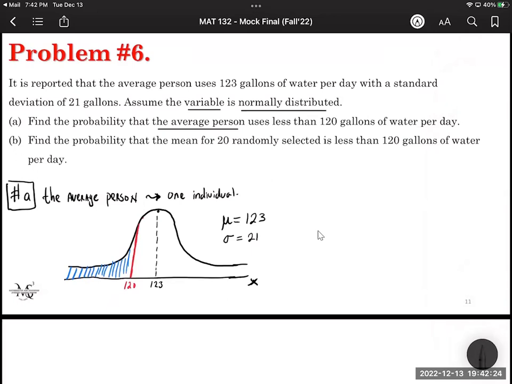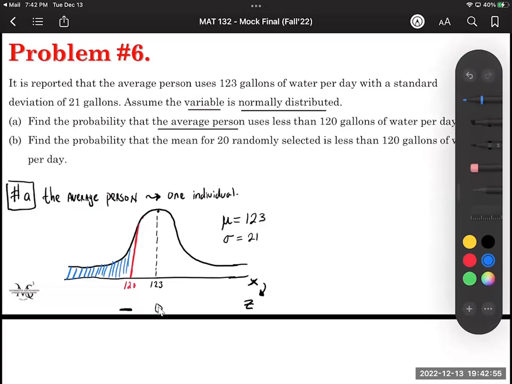Now we're going to start solving for this. If you look at x here, what we want to do is transform this non-standard variable x in terms of z. You want to standardize your variable. When you standardize it, the new mean is going to become 0, and there's going to be a new value for the 120. So for this 120, let's call that our x1 value, you're going to get a z1 value. I'll call it z1 down here.